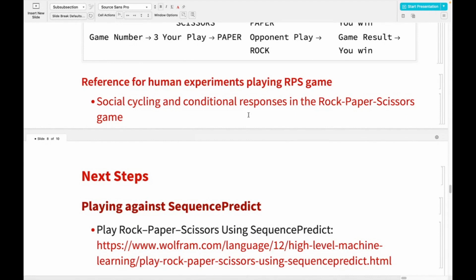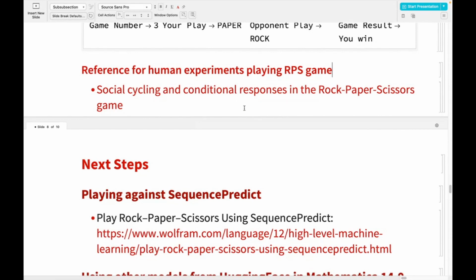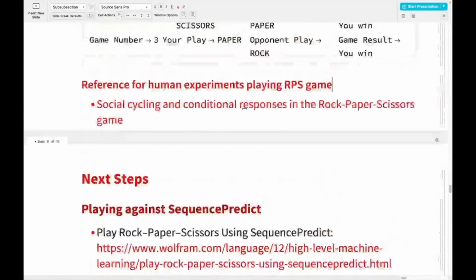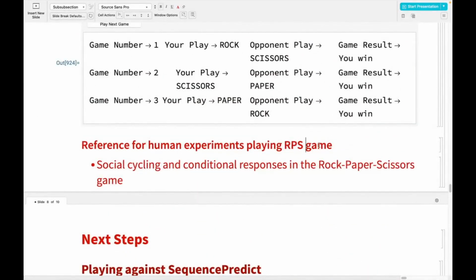So this is a reference for one of the largest human experiments playing rock, paper, scissors. I think it was from a Chinese university. So there's the link for those interested. But I think it's still not in a position that we can use GPT-4 to simulate humans for this particular game.